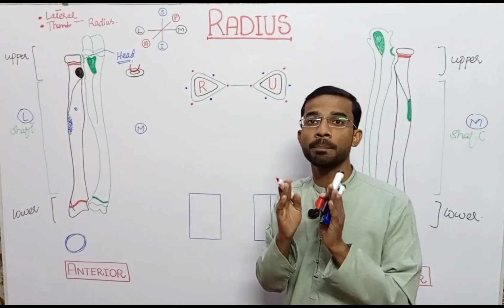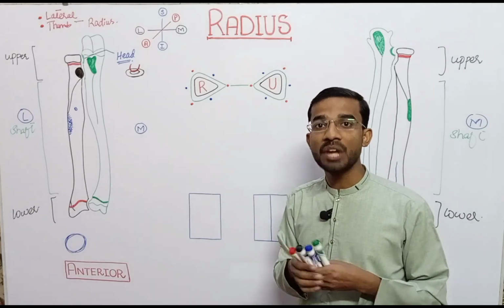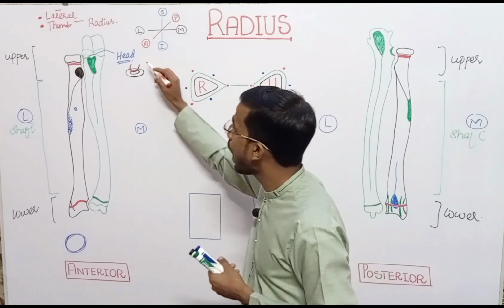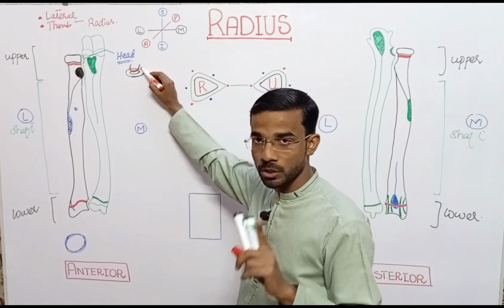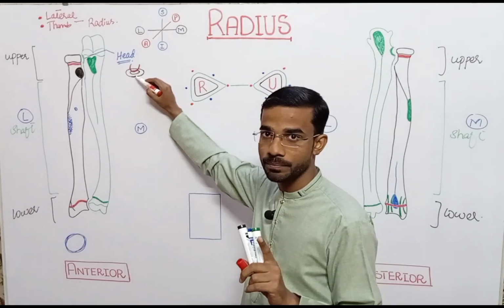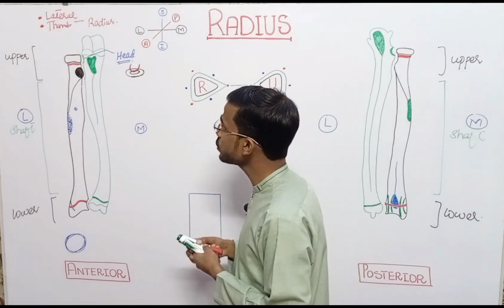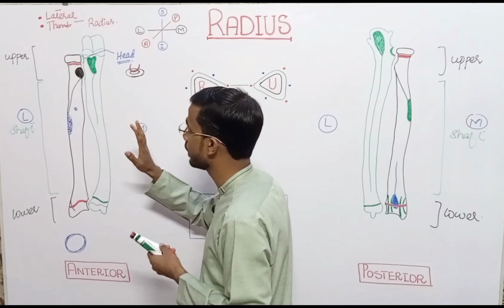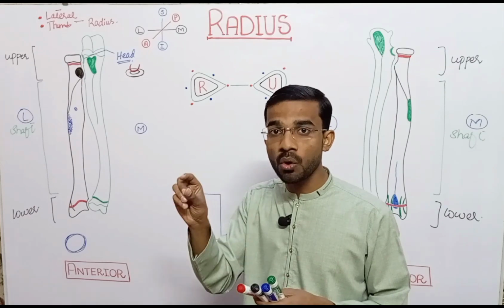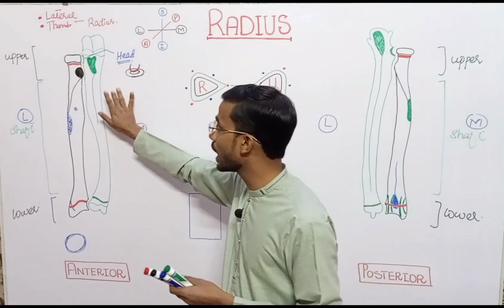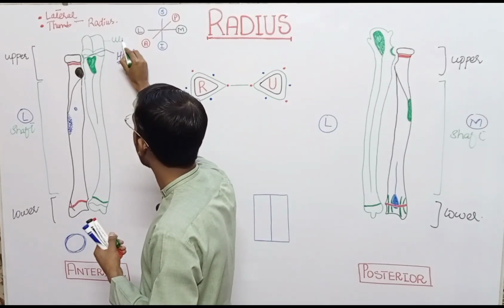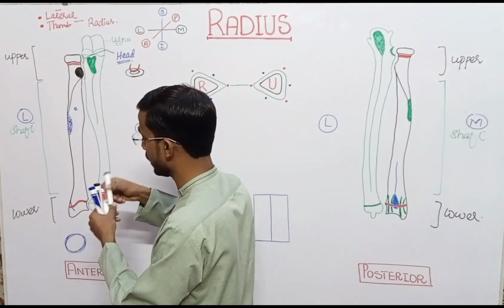Capitulum is actually the part of the humerus. If you watched my previous video, then you can easily understand how the capitulum, which is the part of the humerus, attaches to the head of the radius. In that situation, this is the head portion, and you will see that this head will also form a joint with the ulna. So this is the ulna bone.